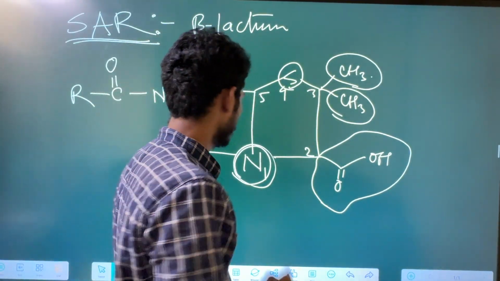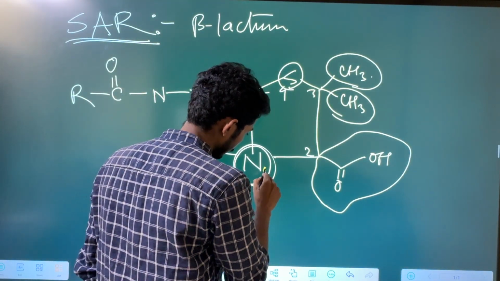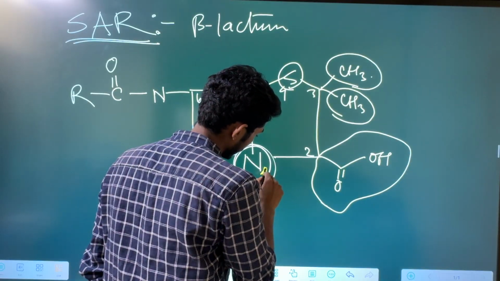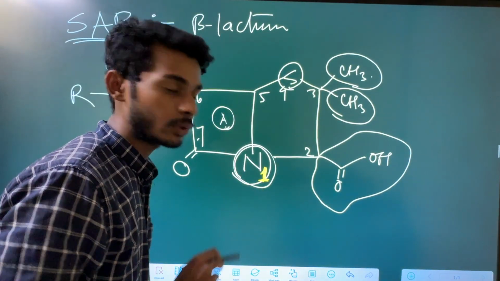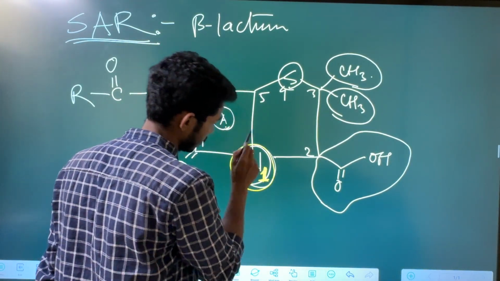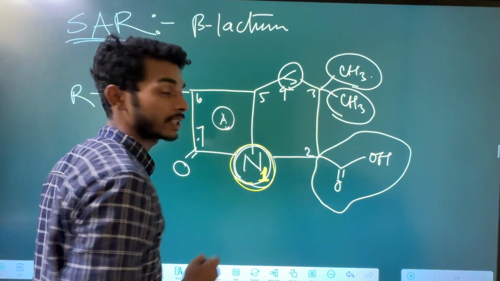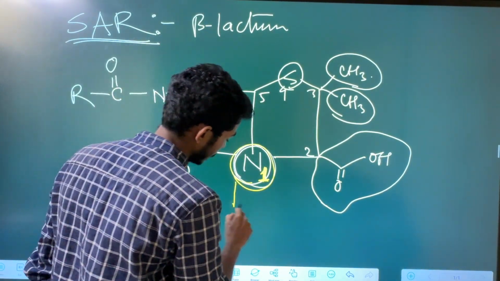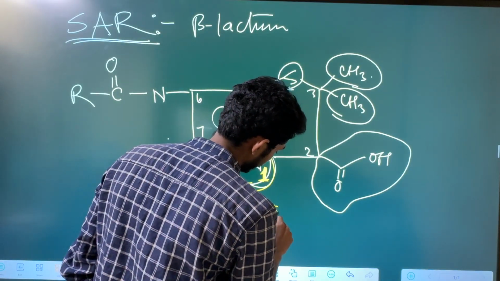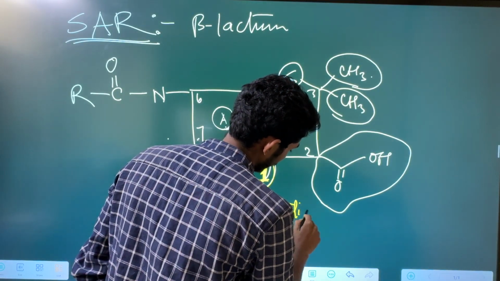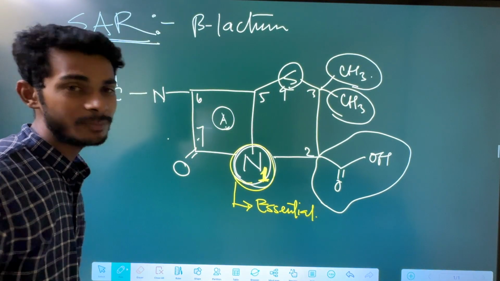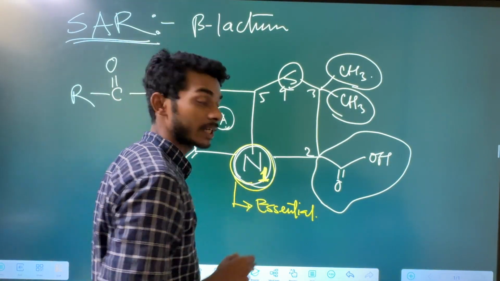Now in the first position, the presence of nitrogen is essential and a must. You can't replace this nitrogen. This nitrogen is very important because it is the main reason for the beta-lactam ring, right? The presence of the thiazolidine ring is essential for the activity of beta-lactam antibiotics. You can't replace that.